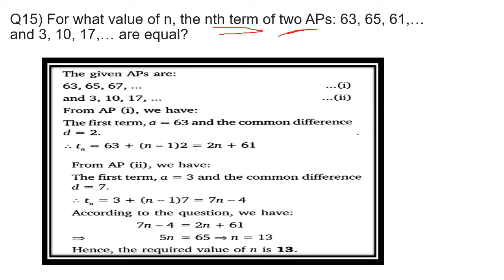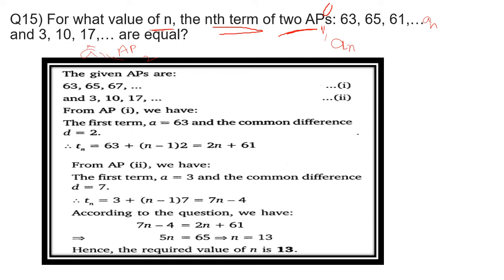That is, this is our first AP. Let it be AP1, and this is our second AP, so let it be AP2. Okay, so what does the question say? You have to find the value of n such that the nth terms of the two APs are equal. Let the nth term for this AP be an, and the nth term for this AP be, let us say, a star n.